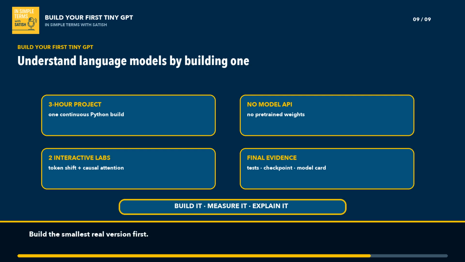Build the smallest real version first. Once you can trace that system end to end, larger language models stop looking like magic and start looking like engineering.